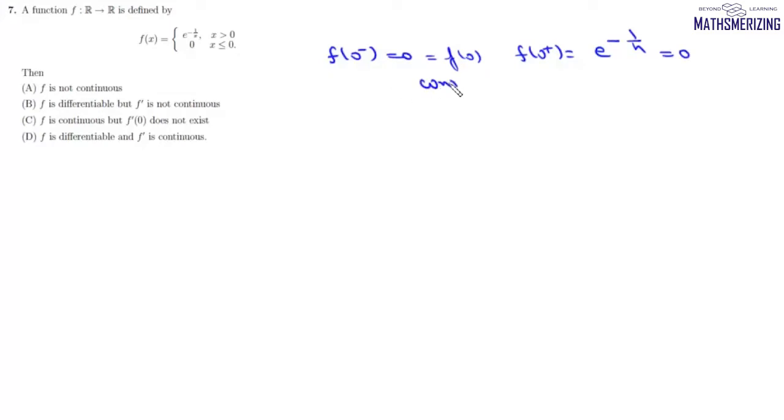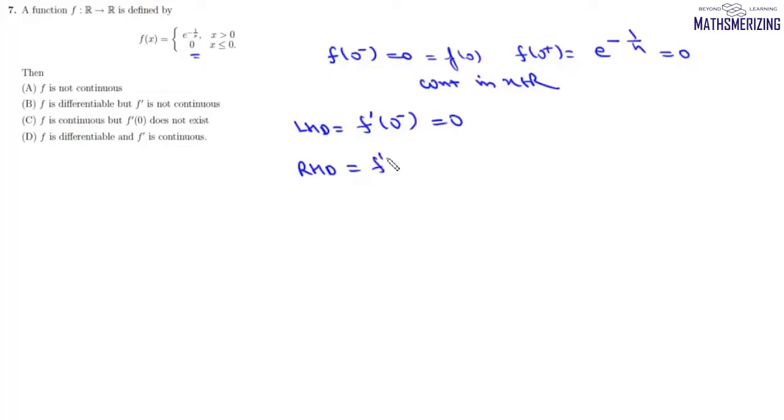So this function is continuous for x belongs to R. Now we'll check its differentiability. On the left hand side, it is a constant function, so f dash 0 negative, which is the left hand derivative, will be nothing but 0. And what about the right hand derivative?